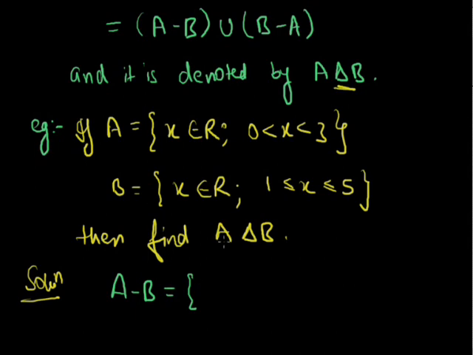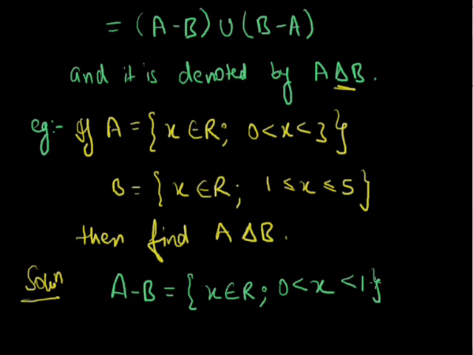Here, A minus B is the set in which x belongs to the real numbers, and here x can be defined from 0 to 1. Why we have defined x between 0 to 1 is because we need to remove the part of set B from set A, right? So if set A is from 0 to 3, we need to remove the elements which are there in set B from set A.